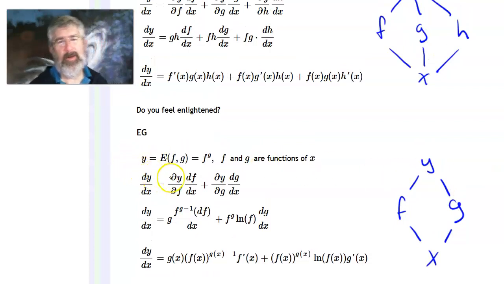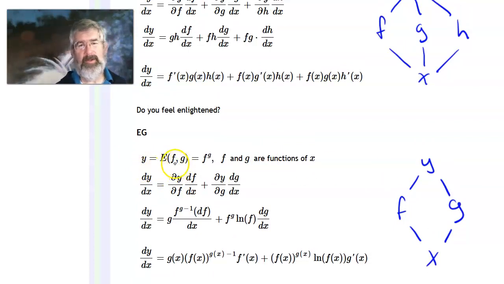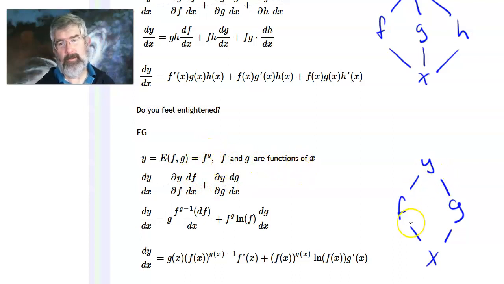Here's one. y equals a function of f and g, where it's just f raised to the g power. And f and g are functions of x. So similar situation to what we've had. y is a function of two variables. Each of those is a function of one variable. How do you take the derivative of this? Well, what's dy dx? According to the chain rule, it's the partial of y with respect to f times df dx plus the partial of y with respect to g times dg dx, right? Those two paths added together.